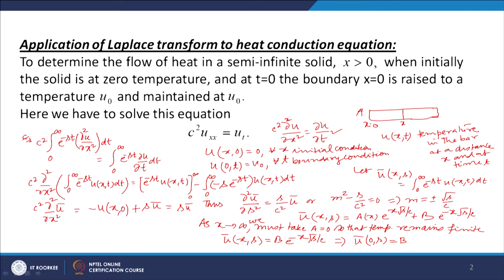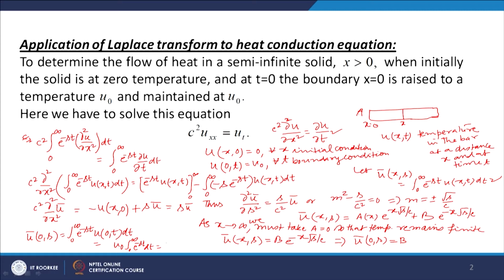Here, this is your Laplace transform, u bar x s equal to integral 0 to infinity e to the power minus s t u x t dt. So put x equal to 0 in this. So we get u bar 0 s equal to integral 0 to infinity e to the power minus s t u 0 t dt. Okay. u 0 t is u naught. So this is u naught times, u naught is a constant, so integral 0 to infinity e to the power minus s t dt.